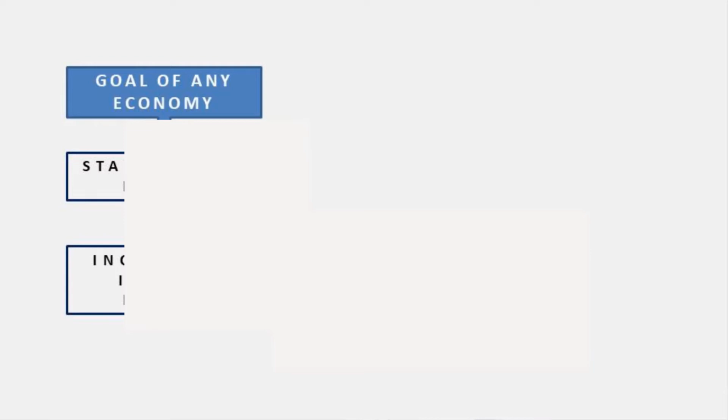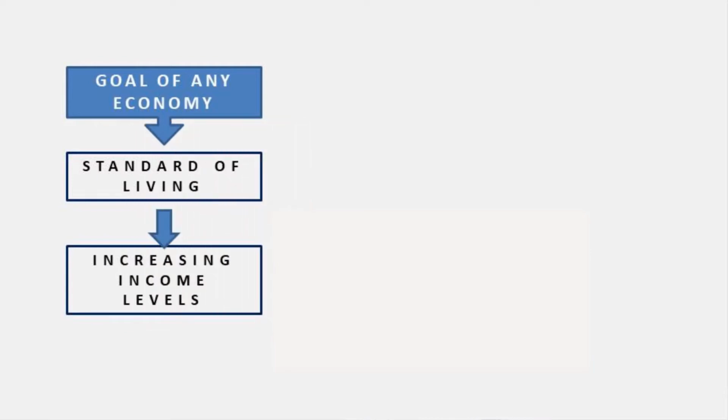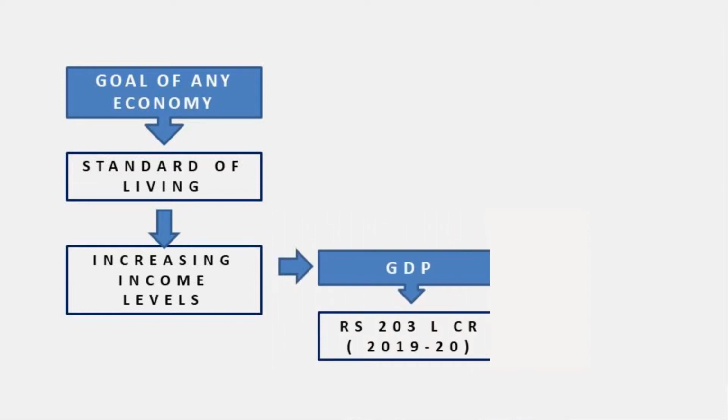What's the goal of any economy? It is to improve the standard of living for the people, which means the income level of the people should rise. And what is the measure of the income level? It's the gross domestic product, which is called the GDP. For India, for year 1920, the GDP is rupees 203 lakh crore.